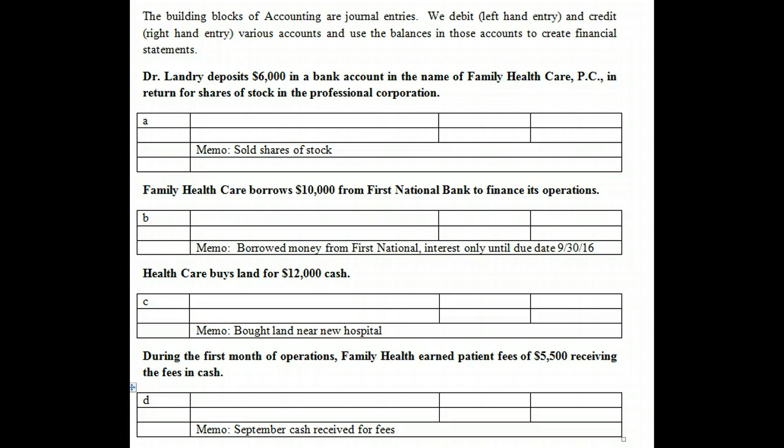So Dr. Landry deposits $6,000 in a bank account for his new corporation and buys some shares of stock. So from the corporation's point of view, its cash is going up. Cash is an asset. Assets increase with debits, so we debit cash for $6,000. Capital stock goes up by $6,000. Capital stock is an equity account. It's on the right-hand side of the balance sheet, so it makes sense that it would increase with credits.